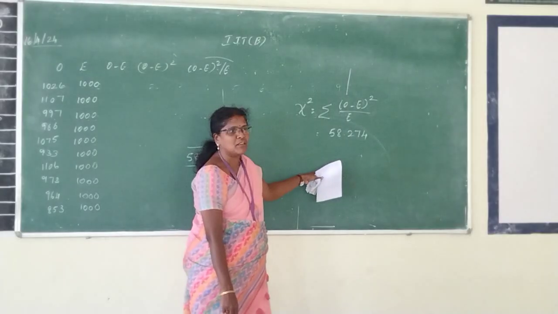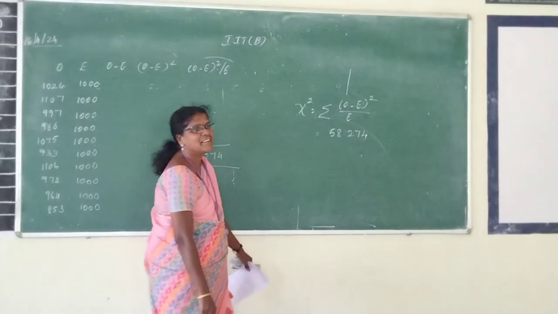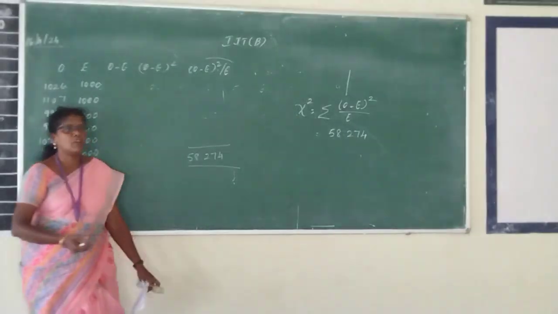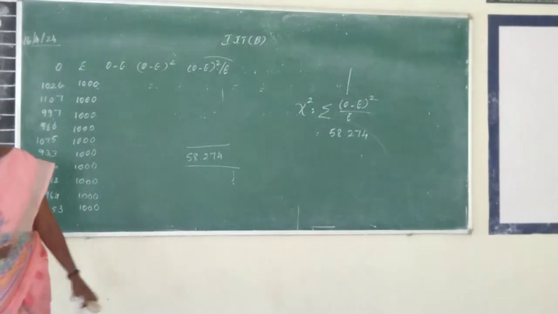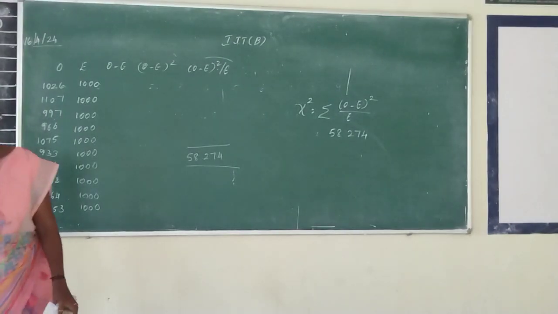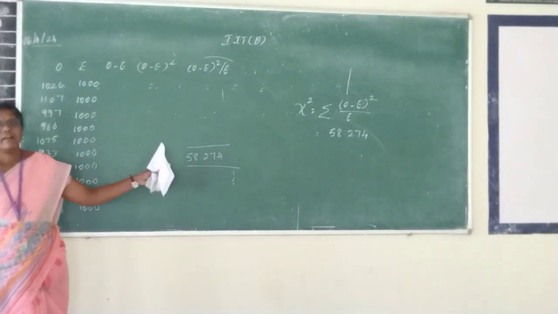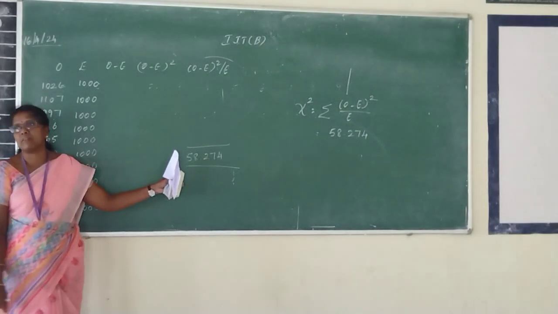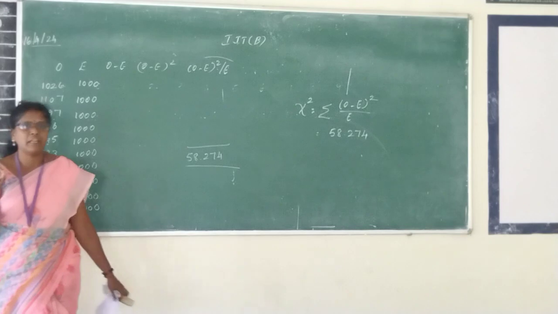Everyone should get the same answer. Surely you will not get that other answer, because everything is simple, two digits less than 21. Everyone has written 58.274. Now we got the calculated value.